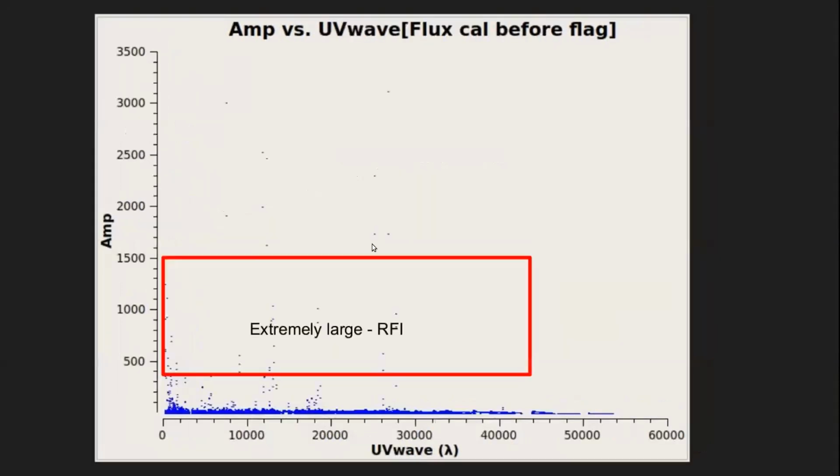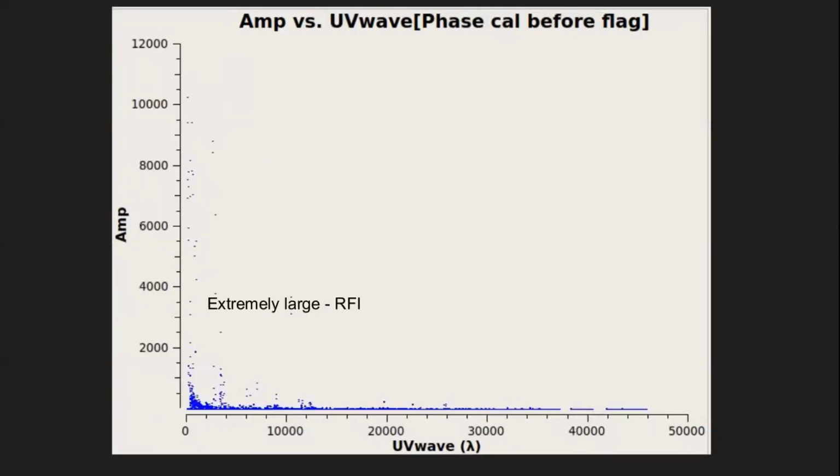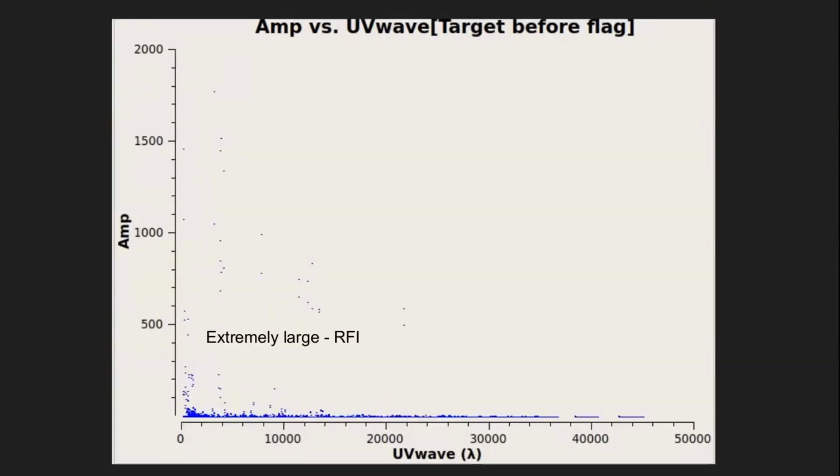Here I have changed the plot. I have plotted the amplitude as a function of UV wave, and you can see these values are extremely large, of the order of 1000, 1500, again indicating that there is RFI. These are the same plots for the phase calibrator, and this is for the target.